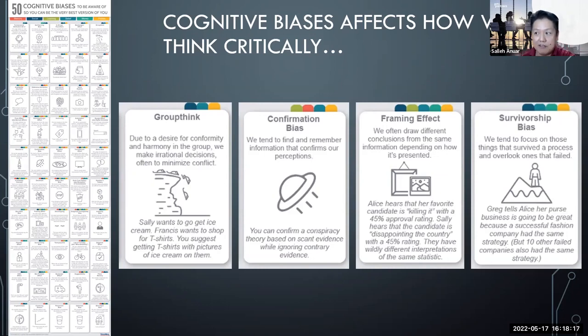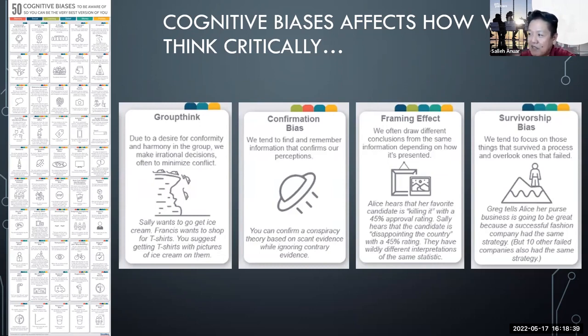The confirmation bias. Next is what we call the framing effect, where when we are presented with certain information, we might often draw different conclusions from the same information, depending on how it's presented, okay? Just to fit what we believe in, all right? So be mindful of this.